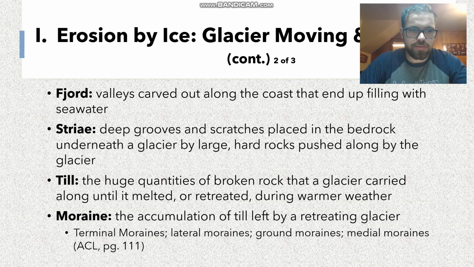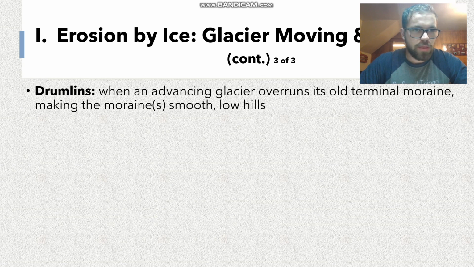And there's several different kinds. You can learn more about these in the section entitled A Closer Look on page 111 in your text. But there's terminal moraines, which is where the glacier ends, lateral moraines, moraines to the side, ground moraines, which would be gently sloping moraines, and medial moraines, which would be moraines in the middle of two glaciers.